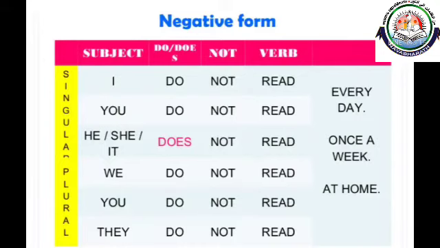The next one is forming negative sentences. I do not read every day. You do not read every day. We do not read every day. They do not read every day. Here also we can see that when we are using he, she, it or a singular subject, instead of do, does is being used.